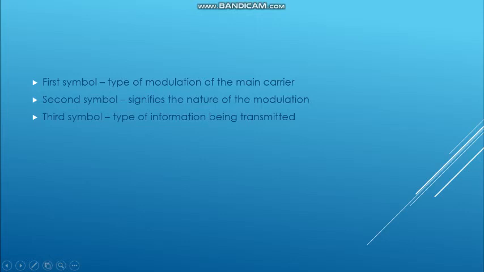Basically, the first symbol is the type of modulation of the main carrier, which is either single sideband, double sideband, double sideband suppressed carrier, or etc. The second symbol signifies the nature of the modulation. The third symbol is the type of information being transmitted.